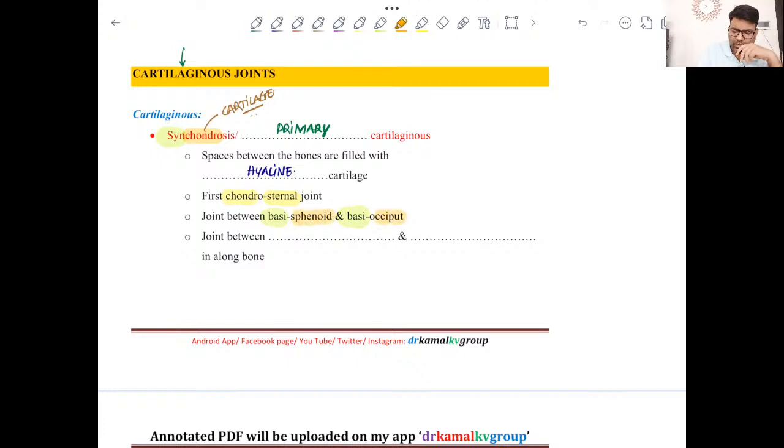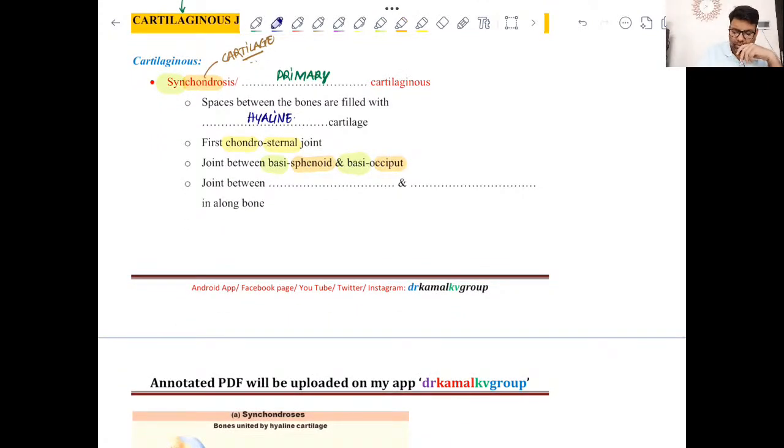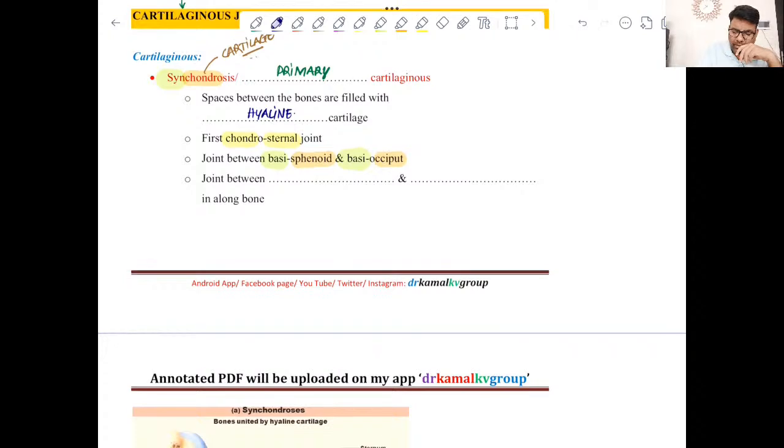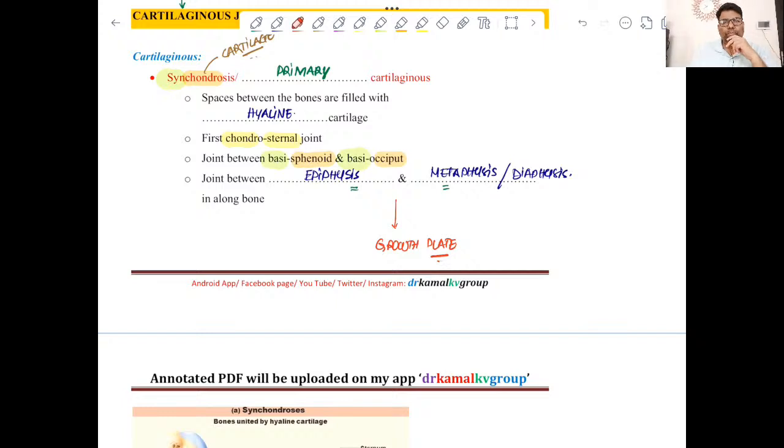So sphenoid and occiput. Then in a long bone, the joint between epiphysis and you can say metaphysis, or you can say diaphysis also, anything is acceptable here. So this is also primary cartilaginous, and what is present in between these two areas in a child, we know that it is the growth plate actually. So it means the growth plate is a primary cartilaginous joint made up of hyaline cartilage.